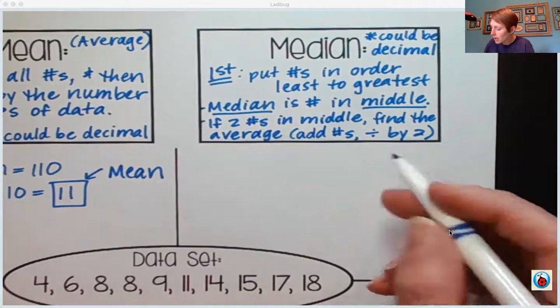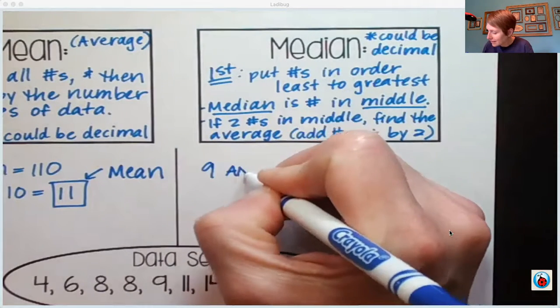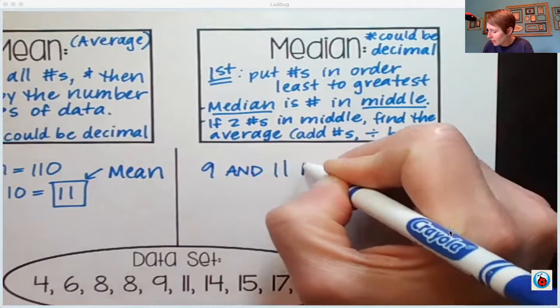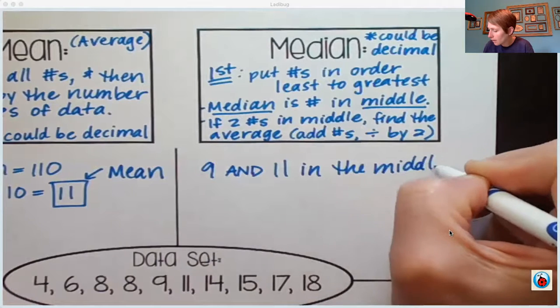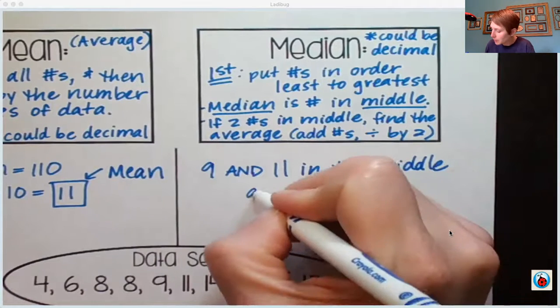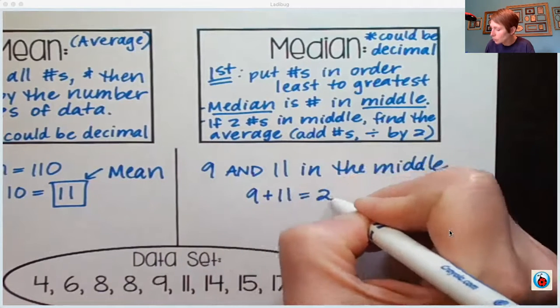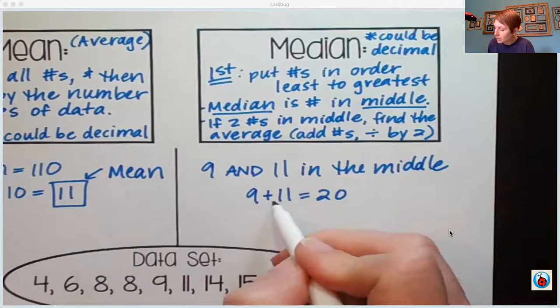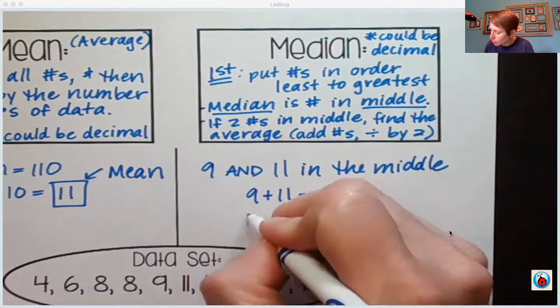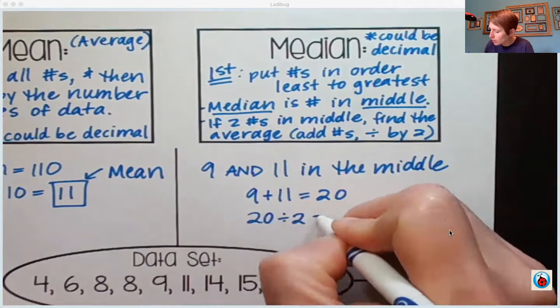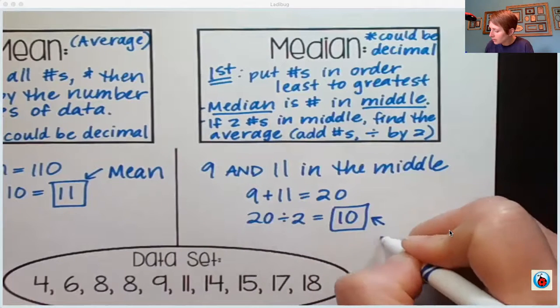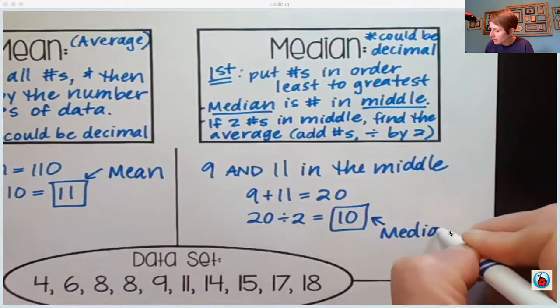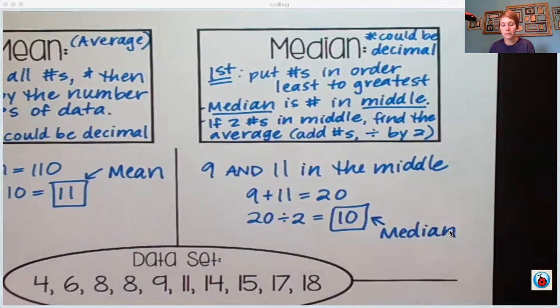So here's what we would do. Because 9 and 11 are in the middle, we would do 9 plus 11, which equals 20. And then I would divide by 2 because I have 2 numbers here. 20 divided by 2 equals 10. So that 10 is my median. Okay. All right.